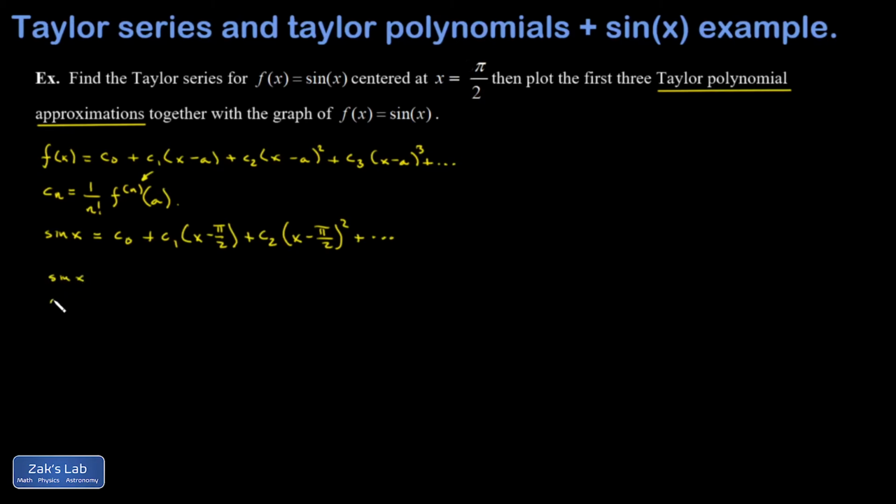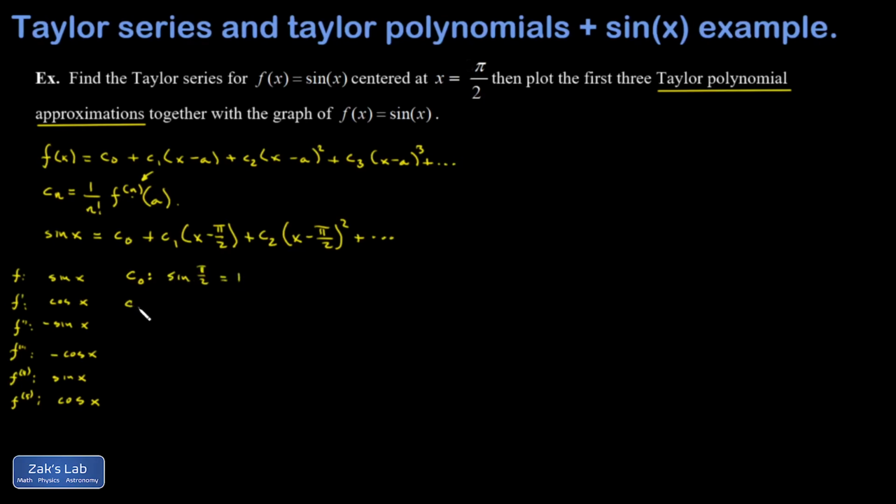We have sine x, cosine x for the first derivative, negative sine x for the second derivative. Third derivative would be negative cosine x. Fourth derivative, back to sine x. Fifth derivative, cosine x again. So I'm going to look for my constant c0, that's 1 over 0 factorial, which is just 1, times the original function, not differentiated at all, but evaluated at a. So I have sine pi over 2, and that's equal to 1.